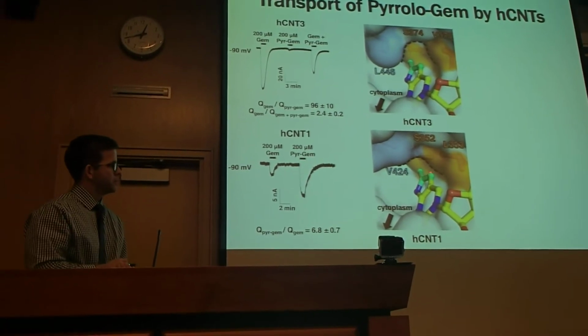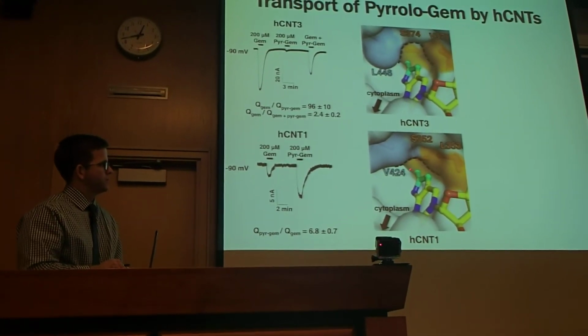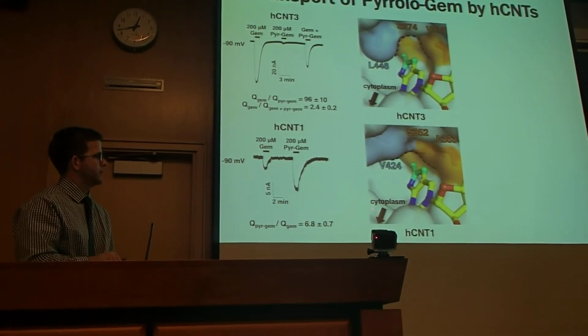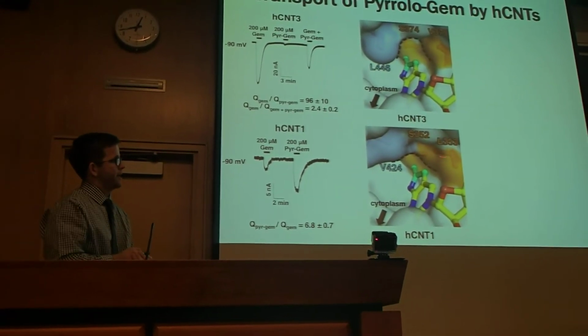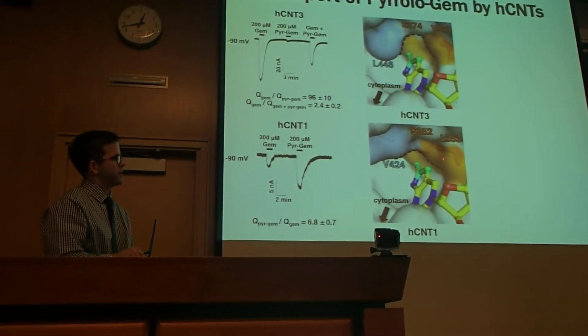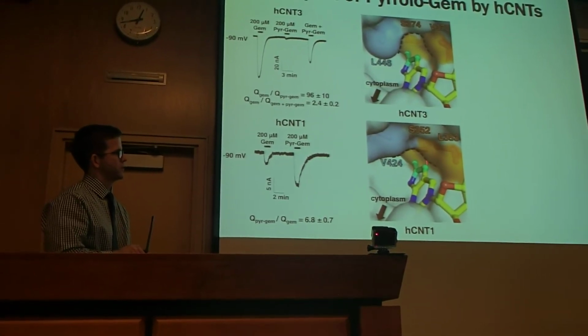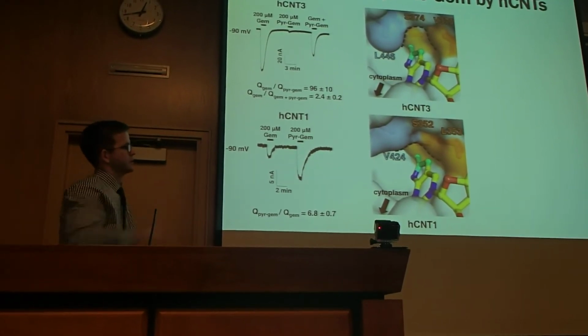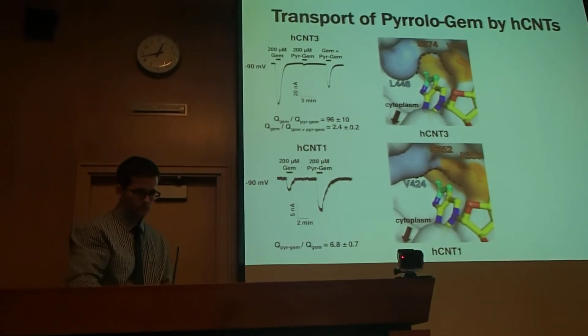But with the HCNT1 modeled nucleoside pocket, you see that it has a more open conformation leading to the cytoplasm, and it has this bulkier leucine residue here that would actually sterically clash with the methylpyrrole ring in this orientation, so it couldn't even bind in this mode. It would be bumped out.